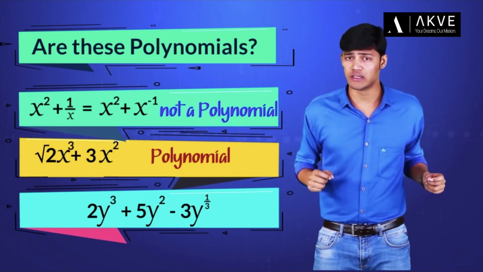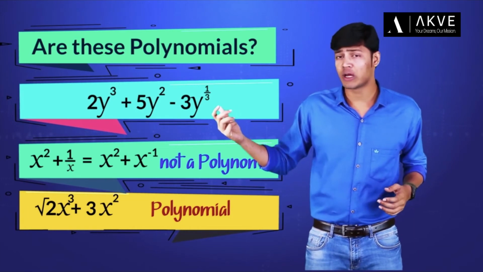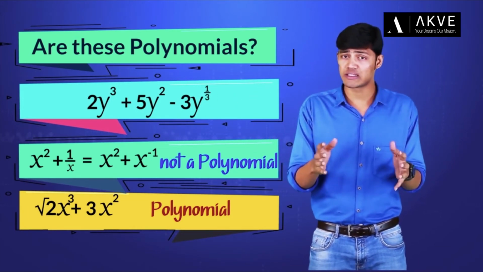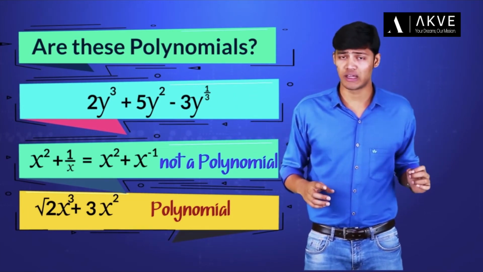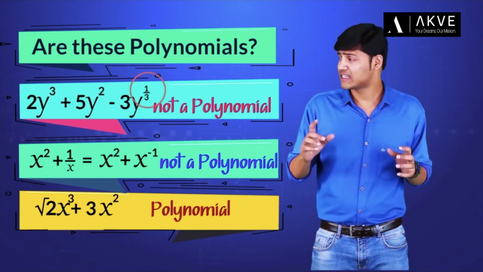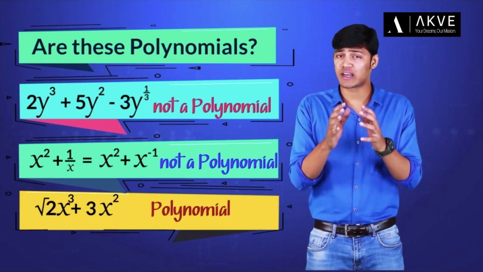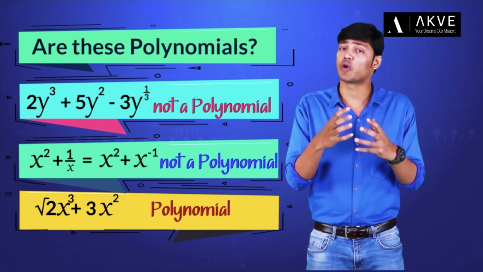For the same reason, the expression 2y cubed plus 5y squared minus 3y to the power 1 by 3 is not a polynomial, since the variable y is raised to the power of a fraction but not a whole number. So friends, I hope you understood what polynomials are. In our next video, we will be studying about different terminologies related to polynomials.